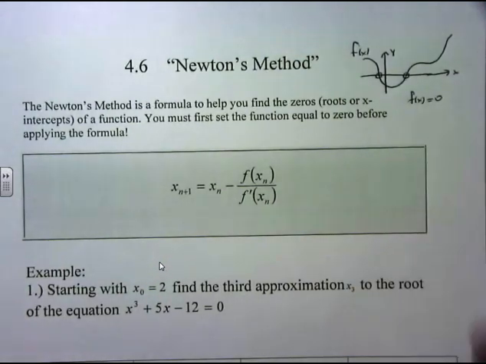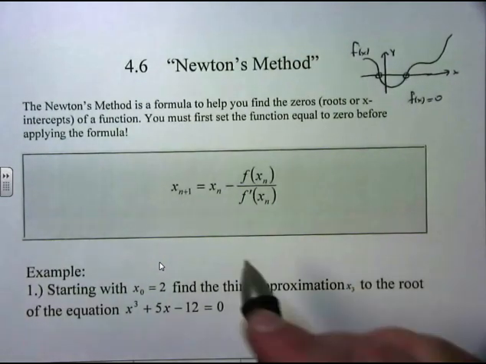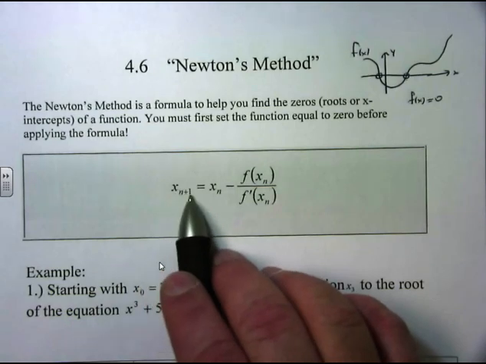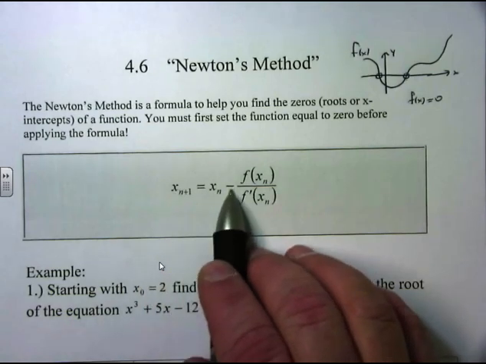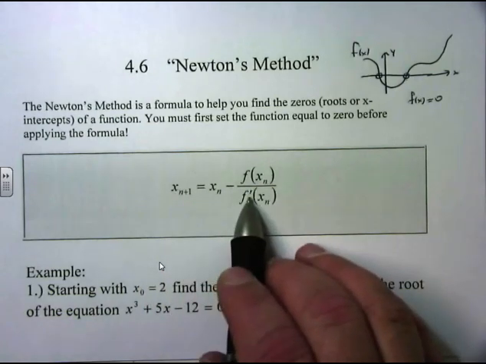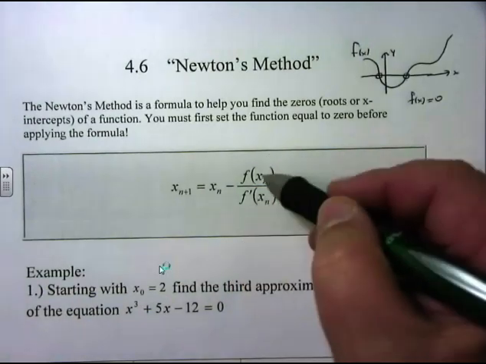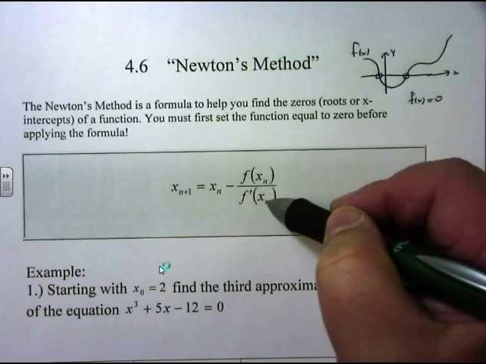Now, this is an iterated formula. What you need for this formula, and this is pure memorization, the formula for Newton's method is x sub n plus 1 equals x sub n minus f of x sub n divided by f prime of x sub n. Again, you've got to memorize this, so remember, it's the function divided by its derivative.